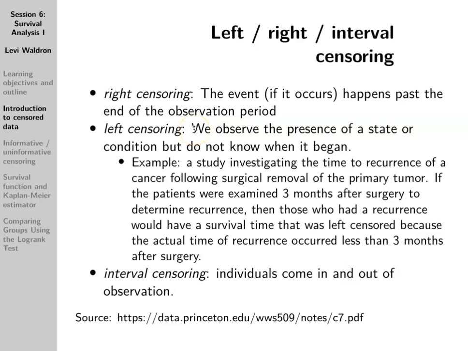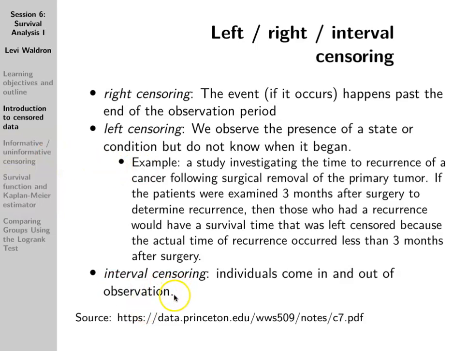Left censoring means that we know that the event happened, but we don't actually know when it began. So for example, in a study investigating the time to occurrence of a cancer following the surgery that removed the primary tumor, if we examined that patient 3 months after surgery and saw there was recurrence, but we don't know where in that 3 months the recurrence occurred, then that's left censoring because we've observed an event, but we know it happened sometime to the left of there on that timeline.